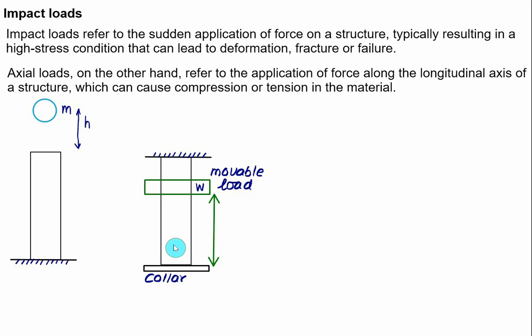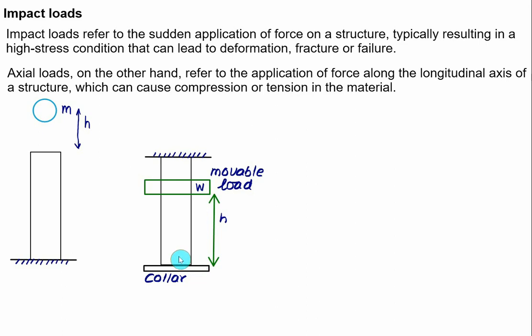We have a vertical bar at the bottom of which a collar is fitted, and the movable load W falls through a height h. When the movable load strikes the collar, there is a conversion of potential energy into work done. So we can apply the law of conservation of energy: the change in kinetic energy plus the change in potential energy equals the work done, and this work done is stored in the form of strain energy. Once you calculate the strain energy due to the impact load, you can find the stress developed in the material.